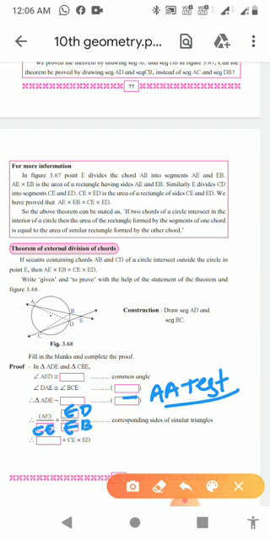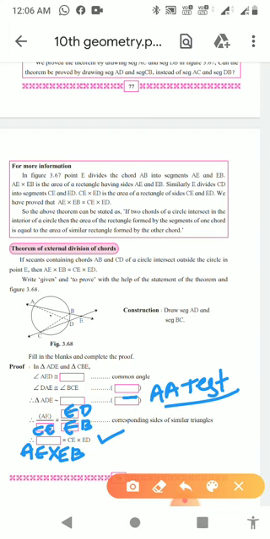Then if I cross multiply it, I will get AE into EB. That is, here in the last box I can write AE into EB, which is equal to CE into ED. Okay, so in this way we can prove this theorem of external division of chords. I hope you will understand it. This theorem is already given to you; we have to complete this proof and provide the reasons accordingly.